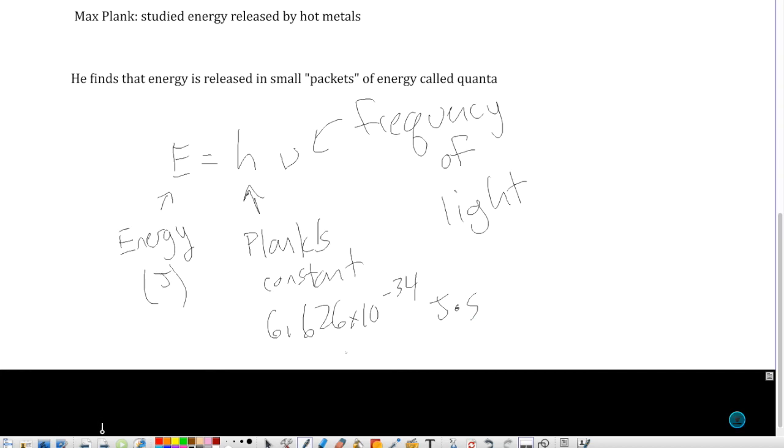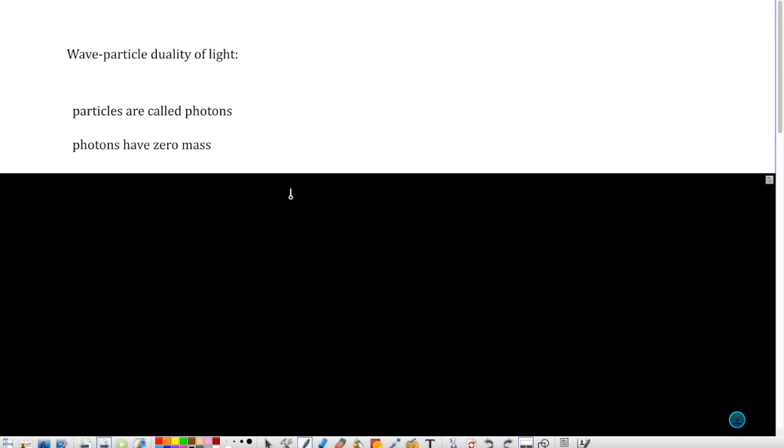A little bit later, there was this pretty smart guy who taught at Princeton for a little while. He went by the name Albert Einstein. And he proposed that light could behave as a wave and a particle. He called these particles photons. Now, the interesting thing about photons is that they have zero mass. So technically speaking, they don't exist. But they do, but they don't.